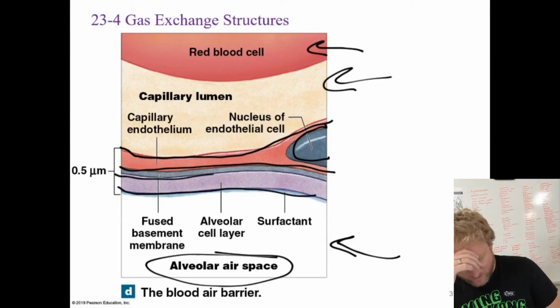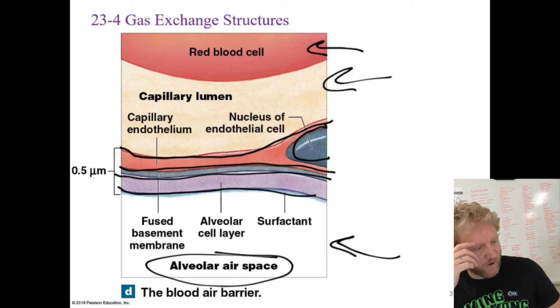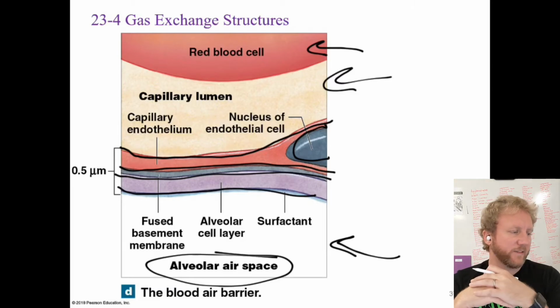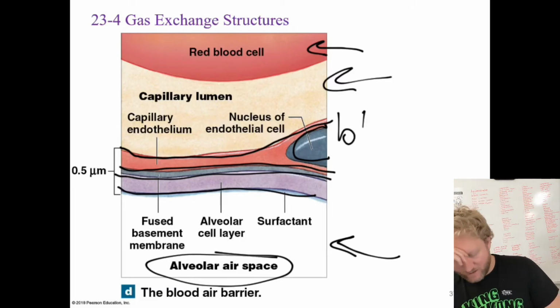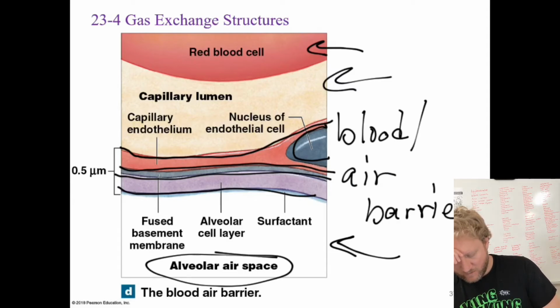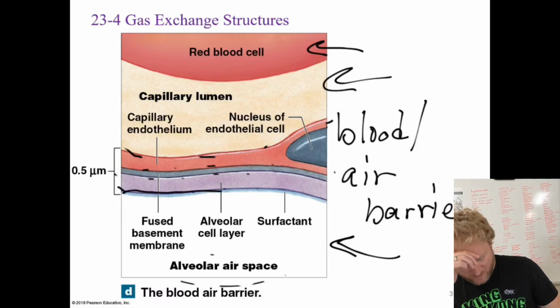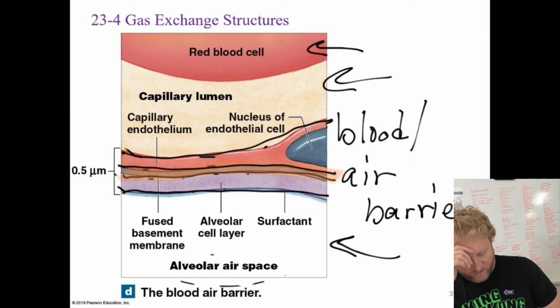Here is the cell layer of the alveoli, and then we have a basement membrane in between the two that holds them together. And so the three layers, when we're talking about the blood-air barrier, let me clean up some of this stuff real quick, is the alveolar cell layer, which is the purple right here, the fused basement membrane in between the alveolar cell layer, and the capillary endothelial layer.